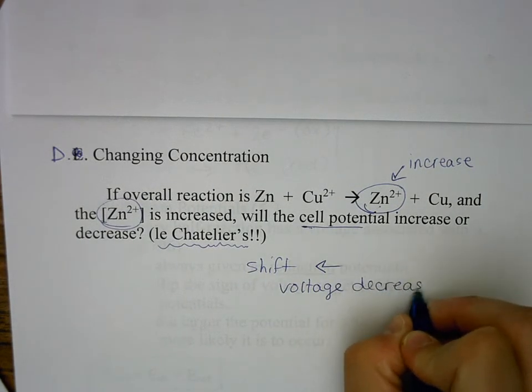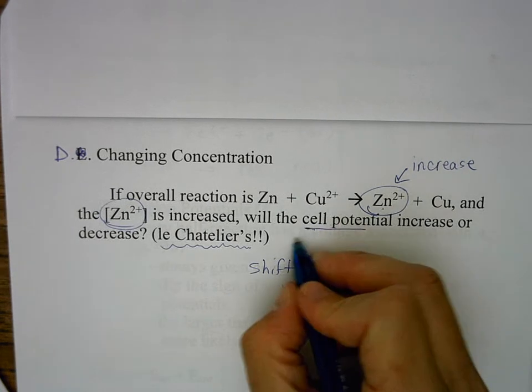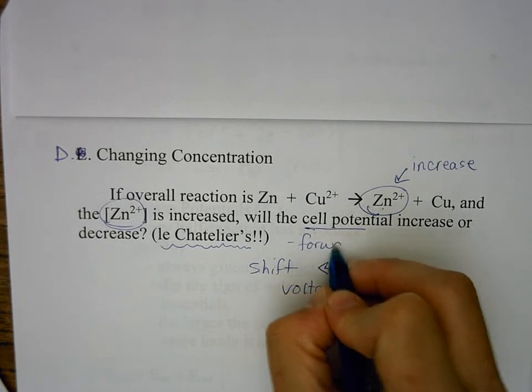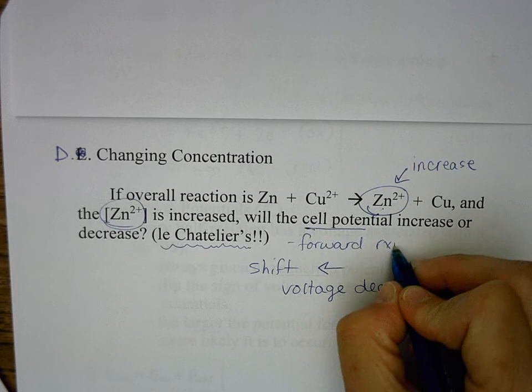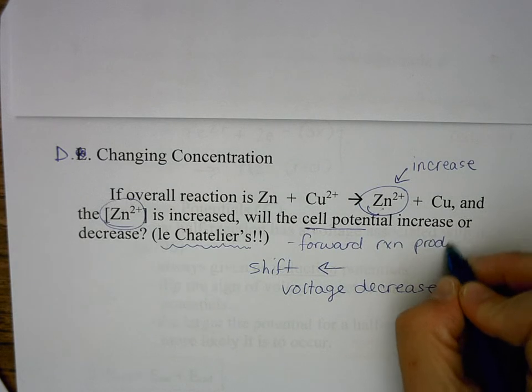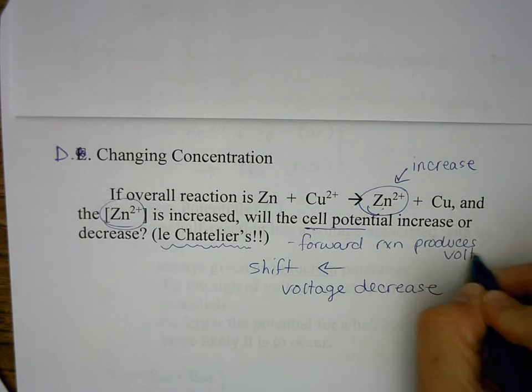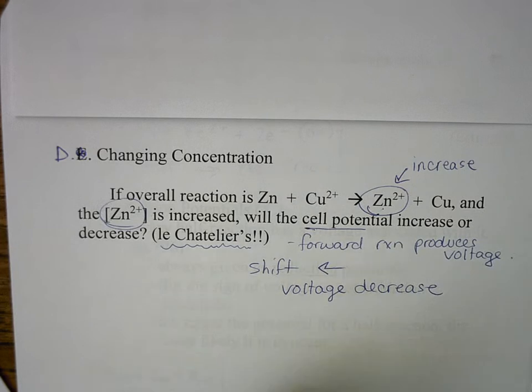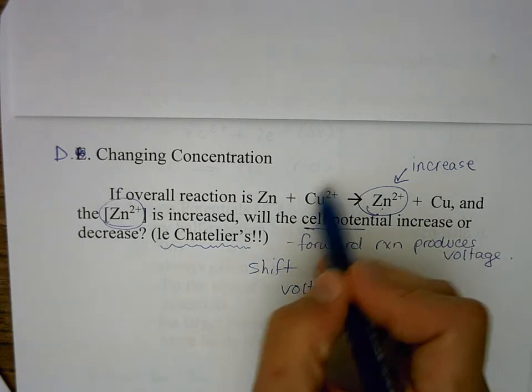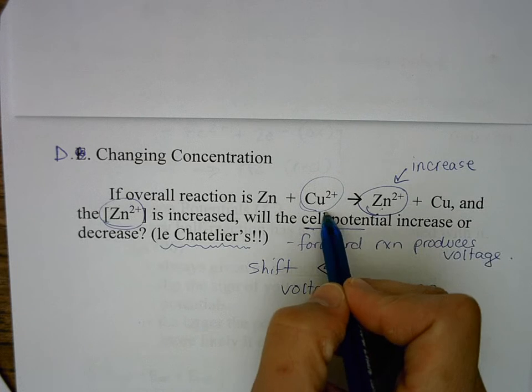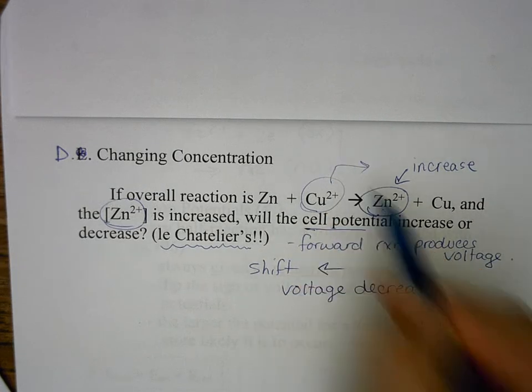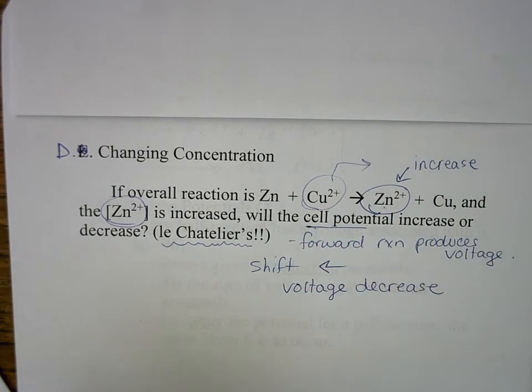Since the forward, oh, we should maybe write that. The forward reaction produces voltage. So yeah, if I stop that from happening as much, then it's not going to produce as many volts of electricity. And then if I were to increase the concentration of copper, something on the reactant side, then it would make the forward reaction happen more, and you would have increased voltage on your cell.